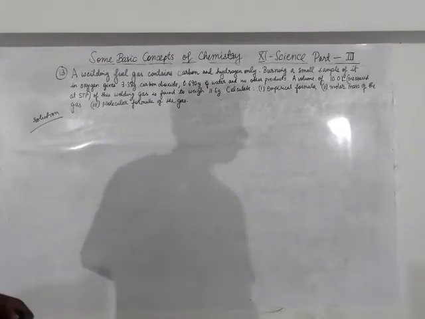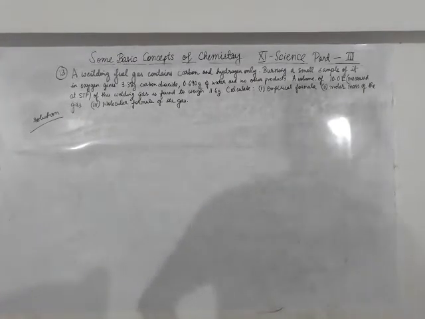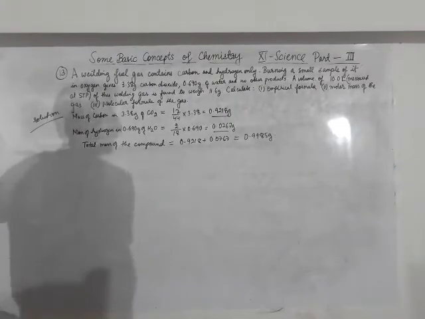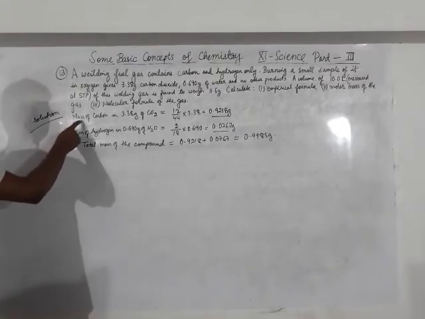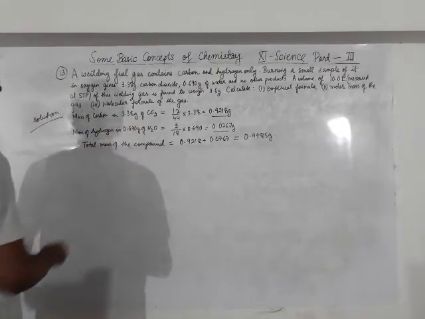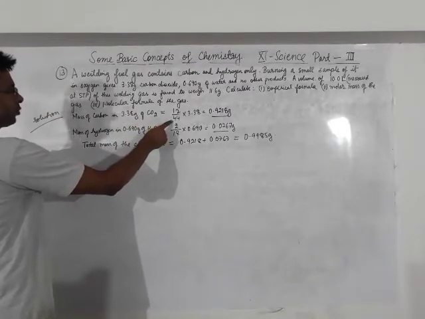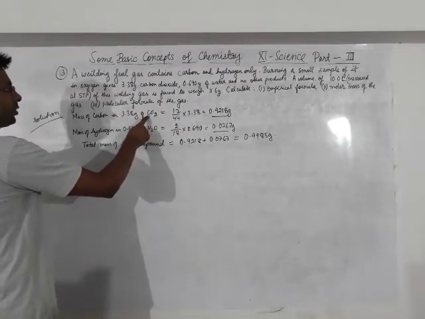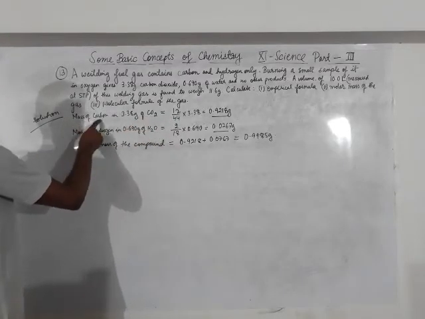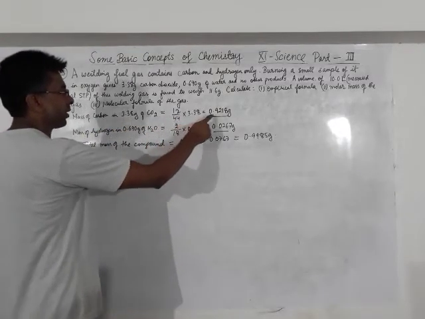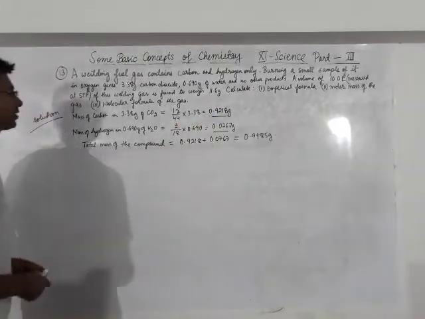Please copy the question. I am waiting for you all to copy the question. Okay, now have a look over here. After reading the question carefully and copying it, the first step is the mass of carbon in 3.38 gram of carbon dioxide. The molecular mass of carbon dioxide is 44, and one atom of carbon has atomic mass 12. So the mass of carbon becomes 12 by 44 into 3.38, that comes to 0.9218 grams.